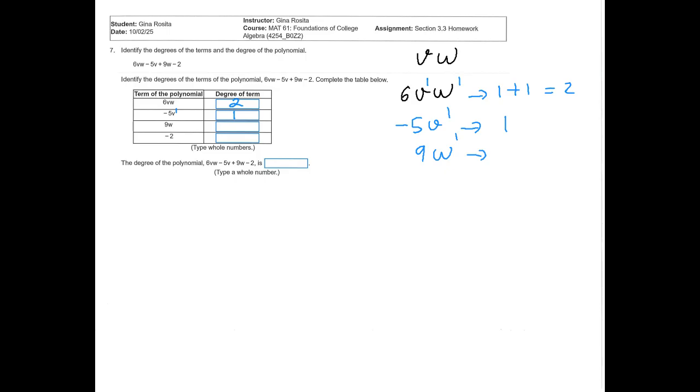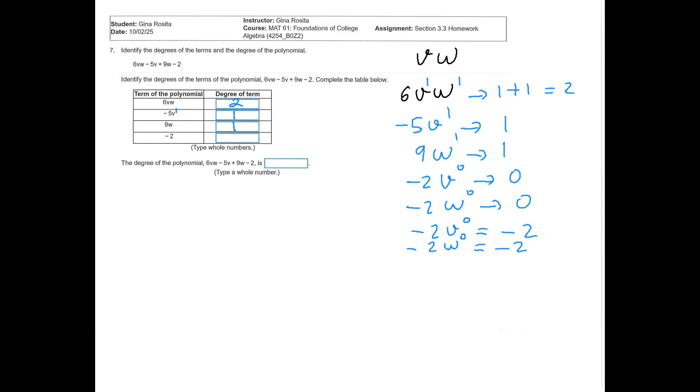Okay, how about negative 2? Negative 2, I can put V to the 0 or negative 2W to the 0. It's the same, because remember, the exponent 0 always gives 1. The exponent is 0. So you can choose. Negative 2V to the 0 means negative 2, or negative 2W to the 0, the same. The answer is negative 2. So you choose which one. So the degree of the term negative 2 is 0.